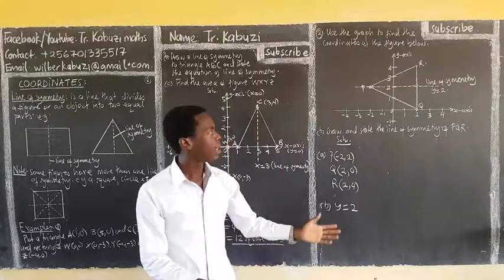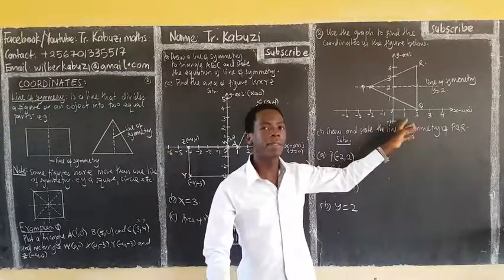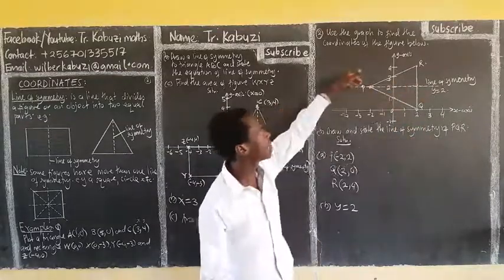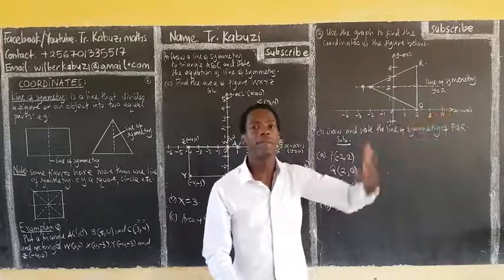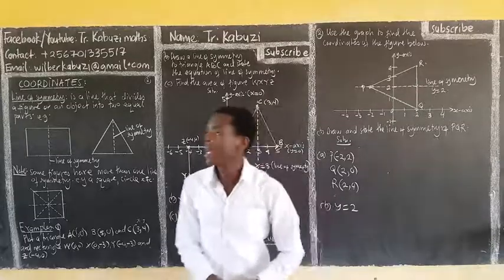If it cuts the x-axis, it becomes x equal to that value. If it cuts the y-axis, it becomes y equal to that value where the line is passing. So that's how we get the line of symmetry, and that's how we draw them.